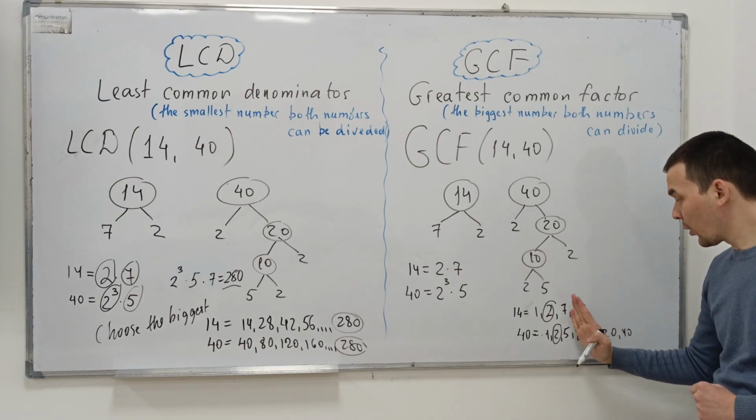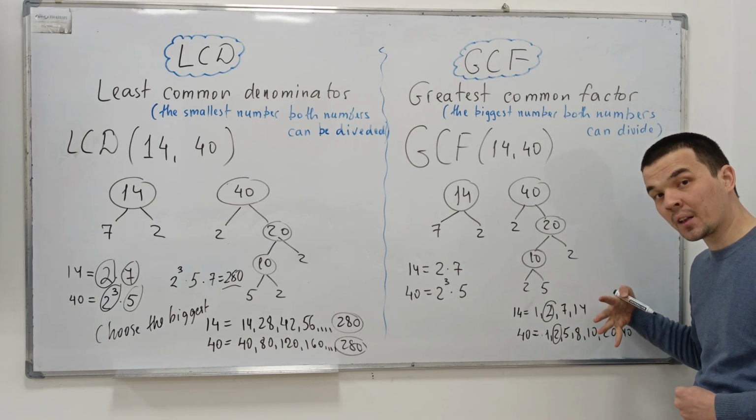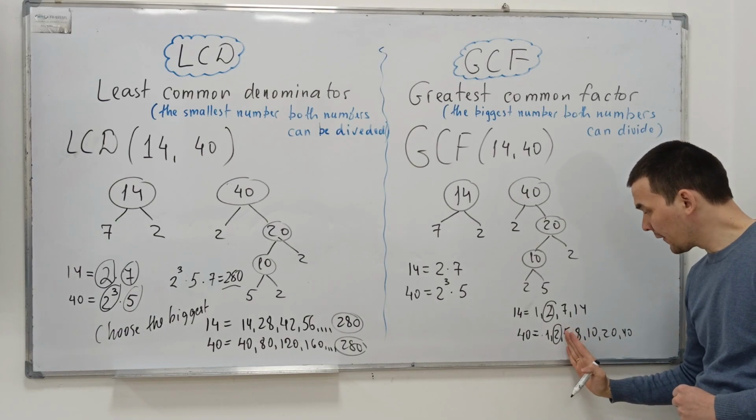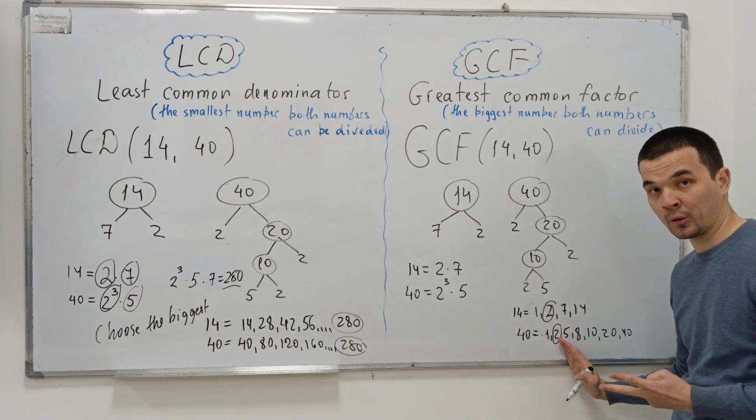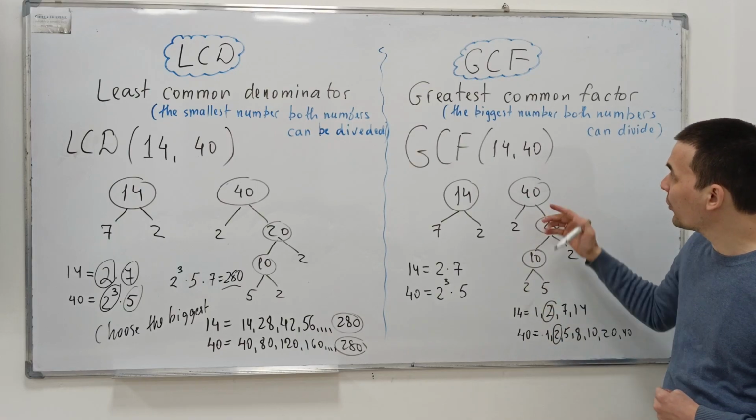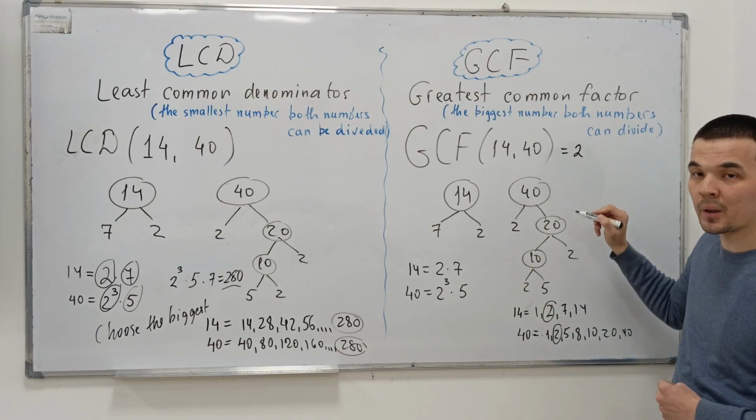In this category, we do not have any other common numbers. That's why the biggest common number here is 2. So the GCF of 14 and 40 is 2.